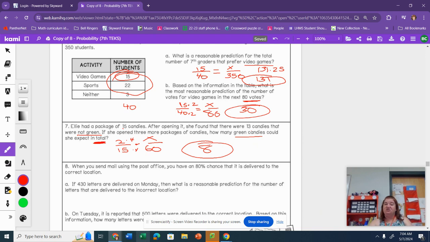Okay, I think you get the gist of it. It's just setting up a proportion to be able to predict what will happen when you have a larger number. Go ahead and get started on your activities.